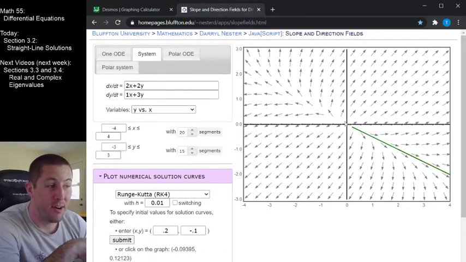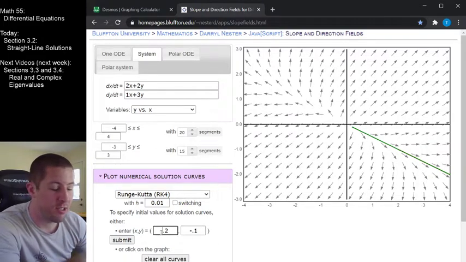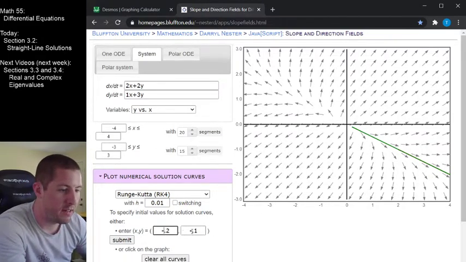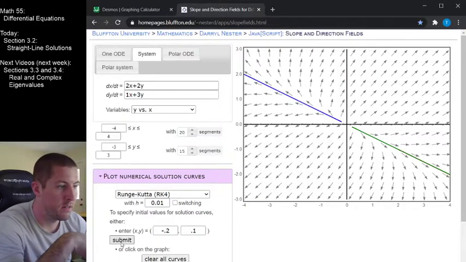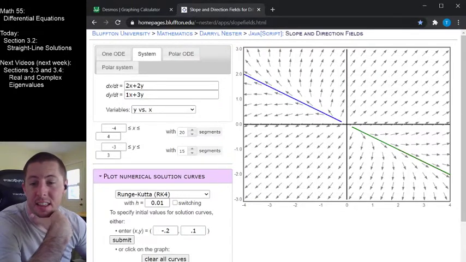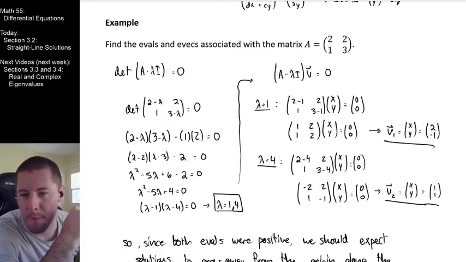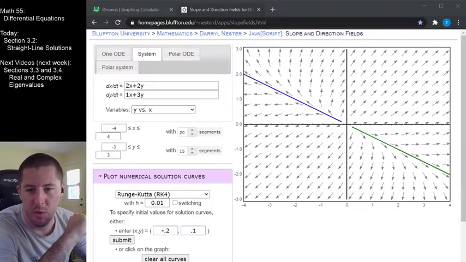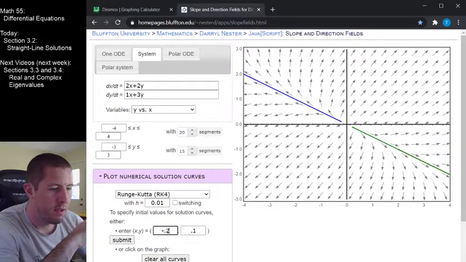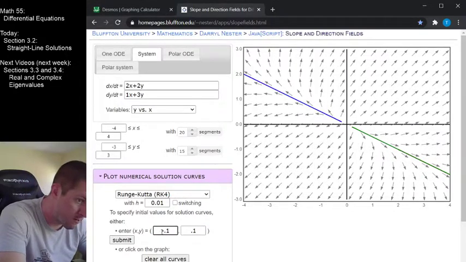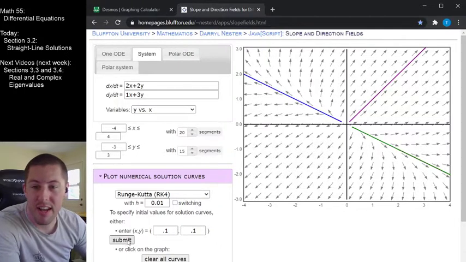That's nice. And if I want to see that I'm going to get the same thing on the other side, I'm just going to swap where my negatives are. Hey, that feels pretty good. The other one that we found was 1, 1. So I'm going to do 0.1, 0.1 because any constant multiple should also work. So let's go ahead and do that. 0.1 and 0.1. Hey, more straight line stuff right here.